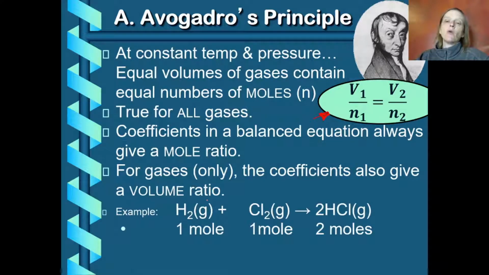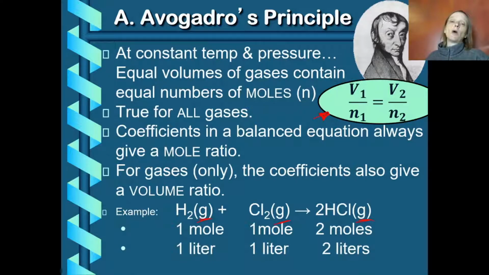So here's an example. We know from the last module that this balanced equation means that we have 1 mole of hydrogen reacting with 1 mole of chlorine to make 2 moles of hydrogen chloride gas. But because these are all gases, we can actually make a comment about their volumes, because Avogadro said that all gases take up the same amount of space, the same volume per mole.